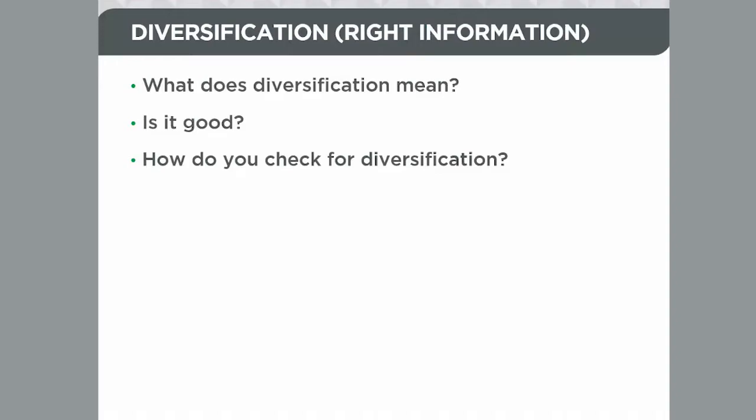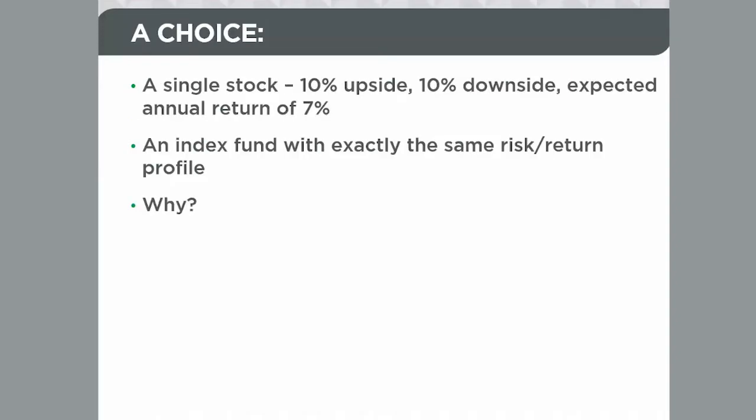In order to get started, let's give you a choice. You can have a single stock that has 10% upside, 10% downside, and an expected annual return of 7%. The second option would be an index fund that has exactly the same risk and return profile. If I gave you a choice between those two, I'm going to bet the vast majority of you are going to choose the second option. You're going to choose the index fund. And the reason is, intuitively as advisors, we know that a more diversified portfolio eliminates idiosyncratic risk, or that thing that comes out of left field. Maybe the CFO is cooking the books, what have you. So we're going to choose the more diversified option given the exact same risk-return profile.